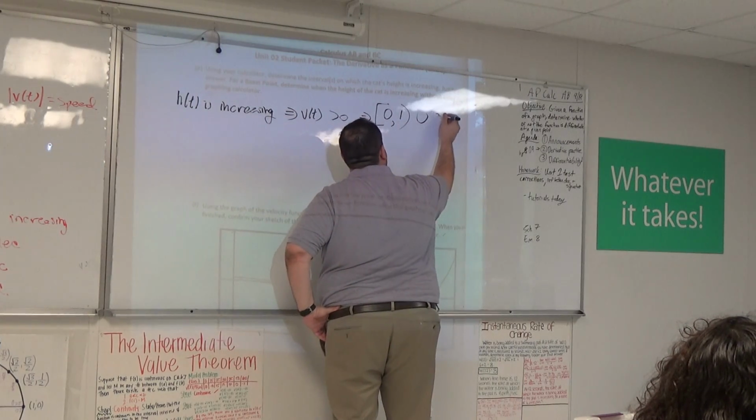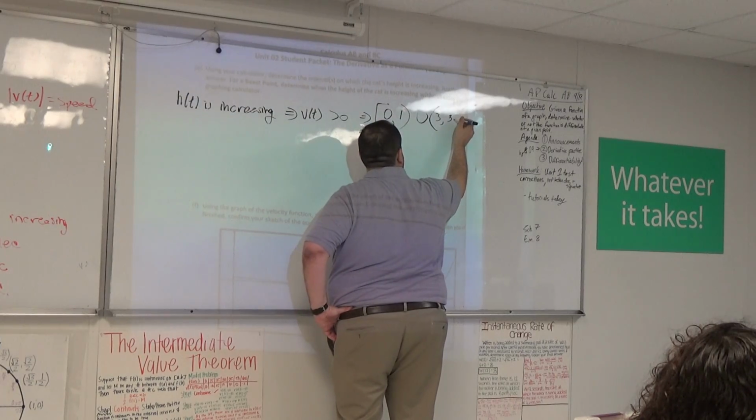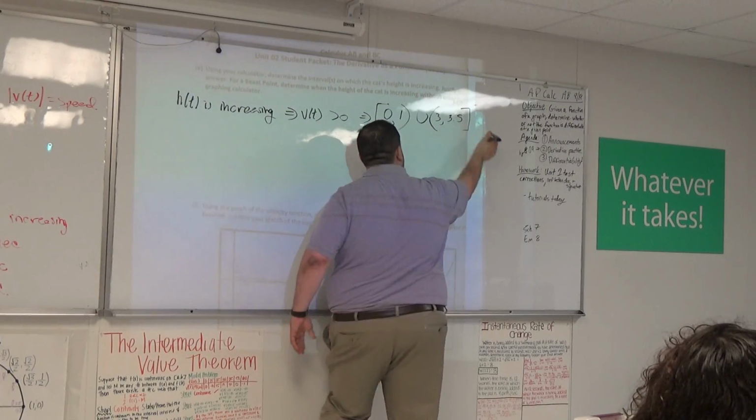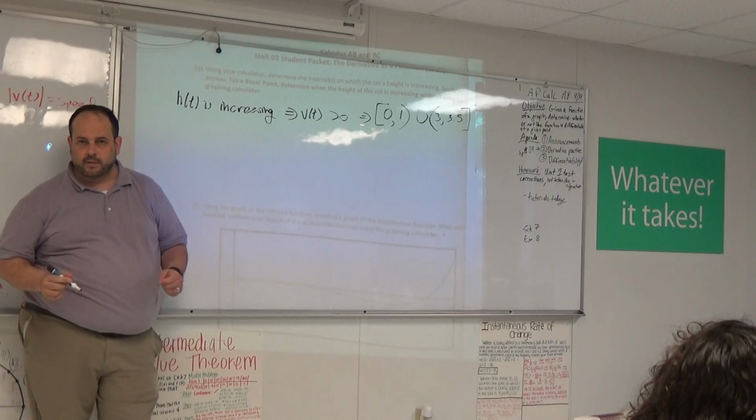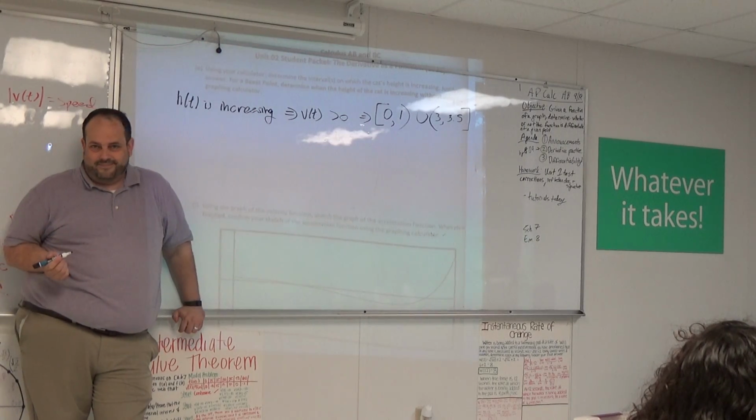And from 0 to 1, anywhere else? From 3 to 3.5. From 3 to 3.5? Easy peasy with the graph? Now let's do it without the graph.